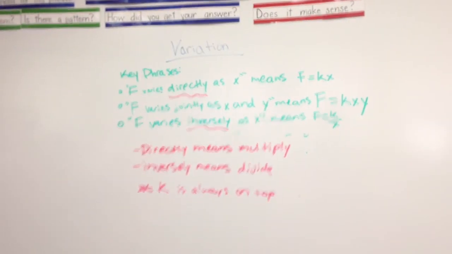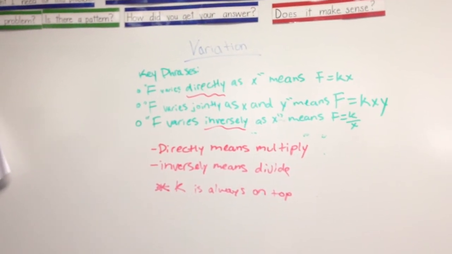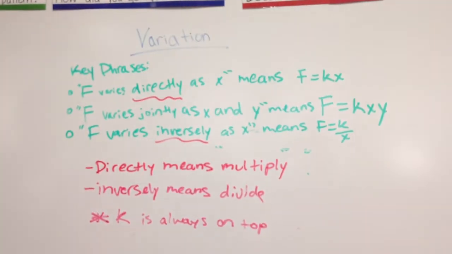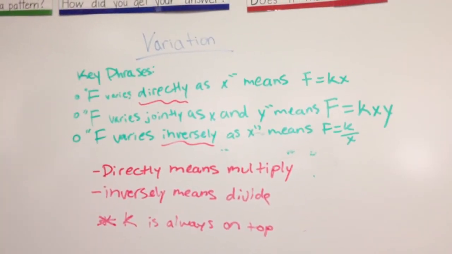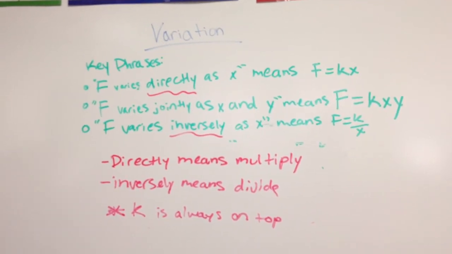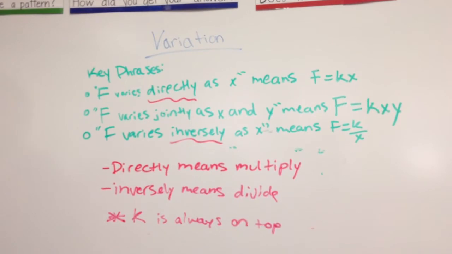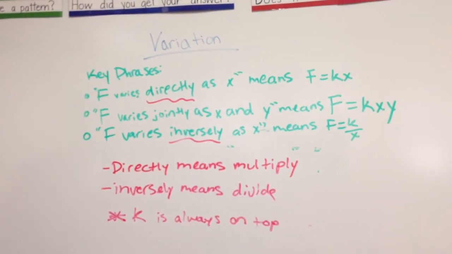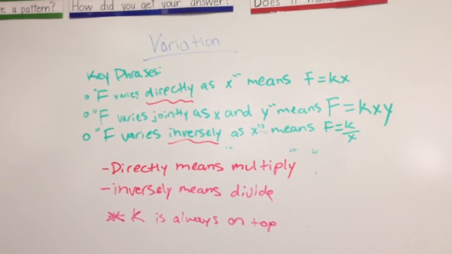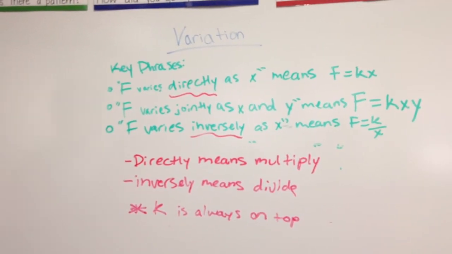Variation. Some key phrases with variation are: f varies directly as x means f equals k times x. F varies jointly as x and y means f equals k times x times y. And f varies inversely as x means f equals k over x. Some key points to know is that direct variation means multiply, inverse variation means to divide, and it's important to know that k is always on top no matter the equation.